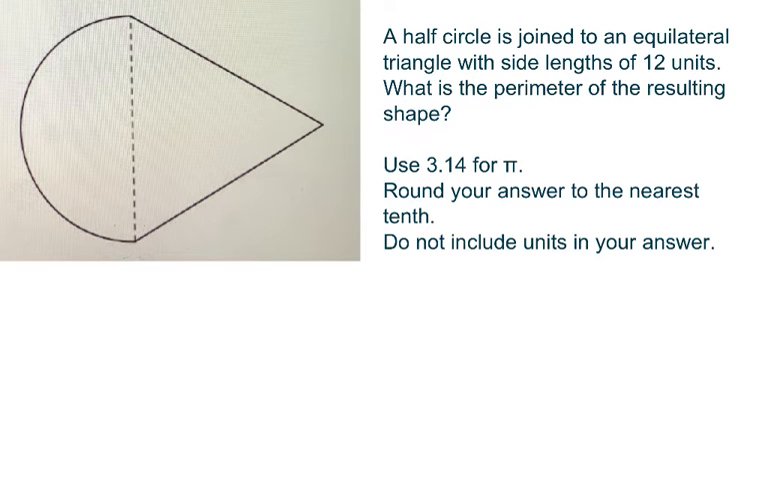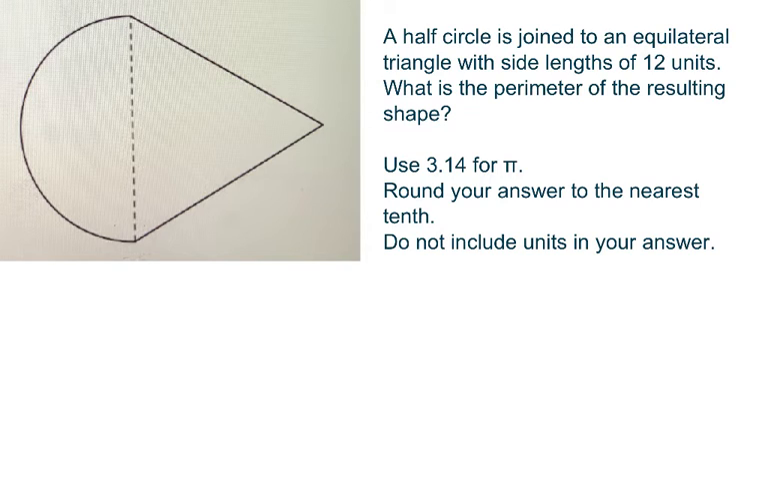A half circle is joined to an equilateral triangle with side lengths of 12 units. What is the perimeter of the resulting shape? Use 3.14 for pi. Round your answer to the nearest tenth. Do not include units in your answer.